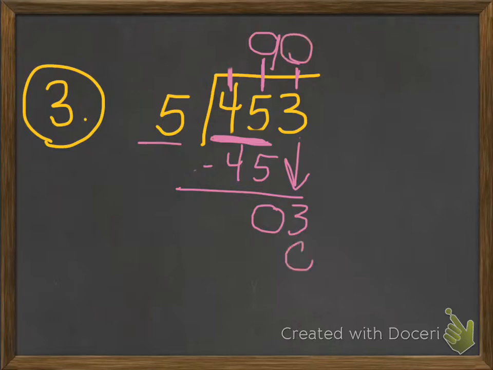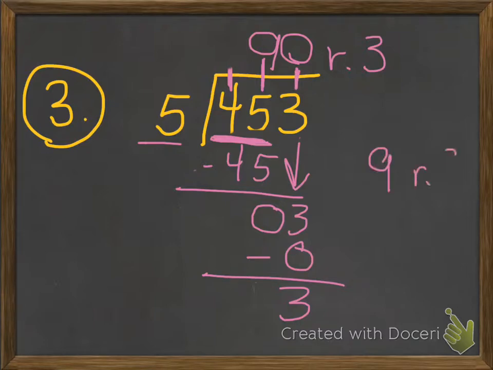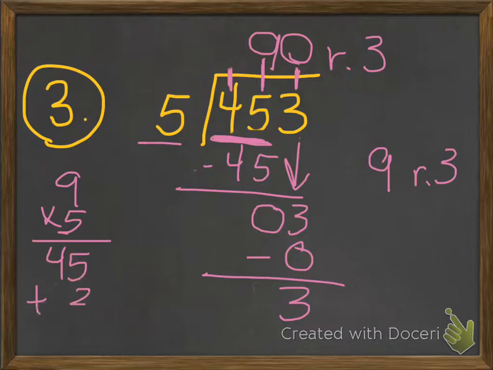0 times 5 is 0. Subtract. 3 minus 0 is 3. Now we can put the remainder. The remainder is 3. If we had not put the 0 here in the ones place, we would have 9 with a remainder of 3. If you double check, then you would see that 9 times 5 is 45, and if you added the remainder of 3, then you would get 48. And you would see that that is not the same number that we started off with in our dividend.